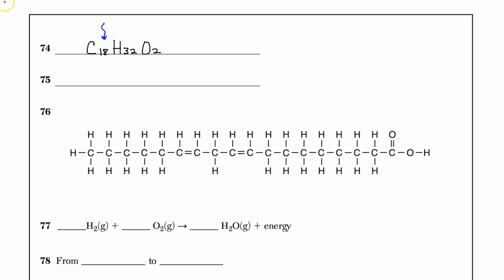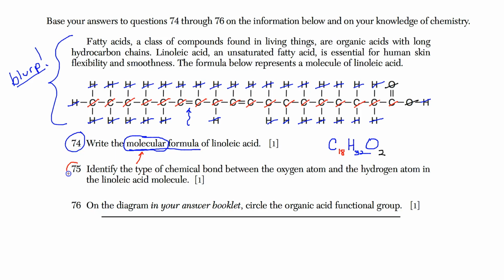On to number 75. Identify the type of chemical bond between the oxygen atom and the hydrogen atom in this acid molecule, a fatty acid. So between a carbon and hydrogen, we've got two nonmetals, and you should know nonmetal and nonmetal is going to be a covalent compound. So nonmetal and nonmetal, I can write this, is definitely covalent.